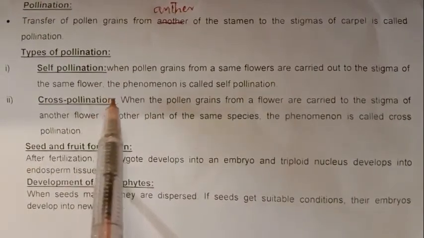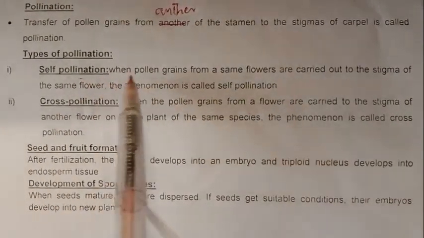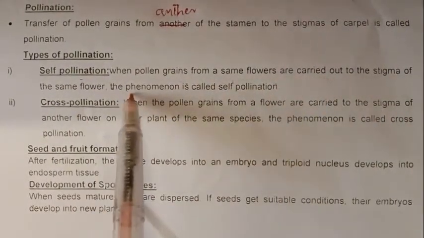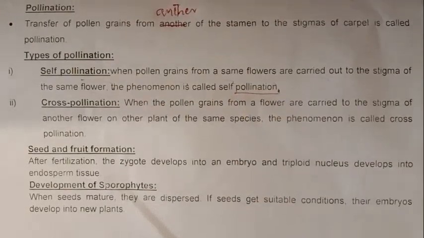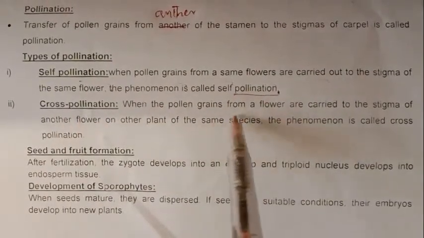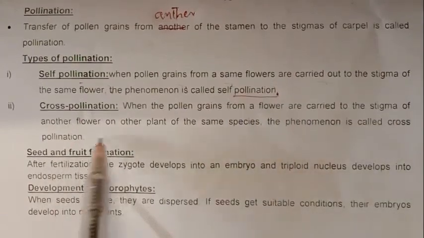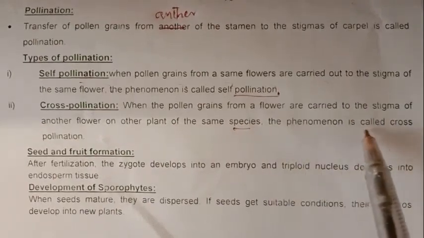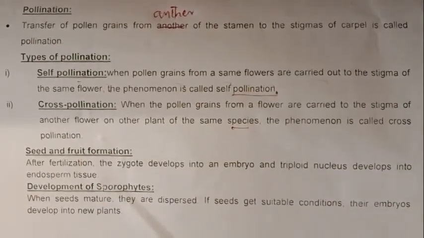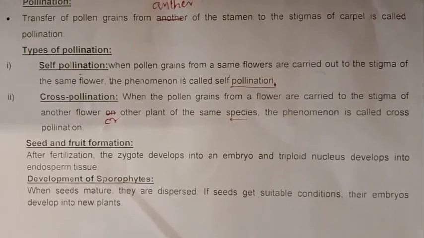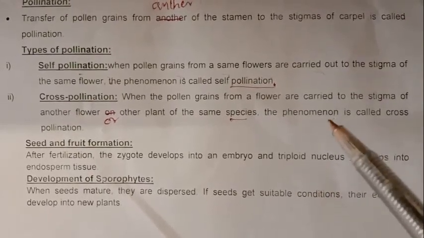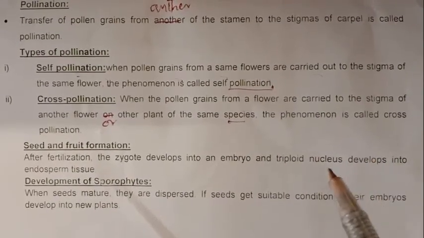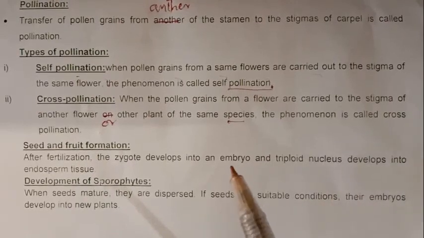Types of pollination. There are 2 types of pollination. Self-pollination: when pollen grains from a flower are carried to the stigma of the same flower, the phenomenon is called self-pollination. Cross-pollination: when the pollen grains from a flower are carried to the stigma of another flower or another plant of the same species, the phenomenon is called cross-pollination. So in cross-pollination, the pollen grain is transferred to another flower of the same plant or another plant of the same species.